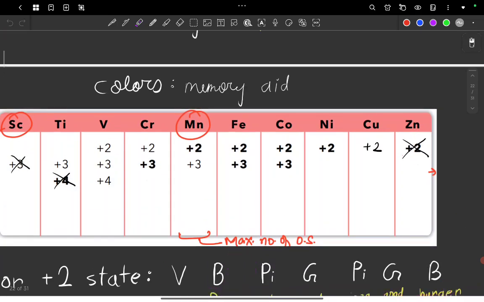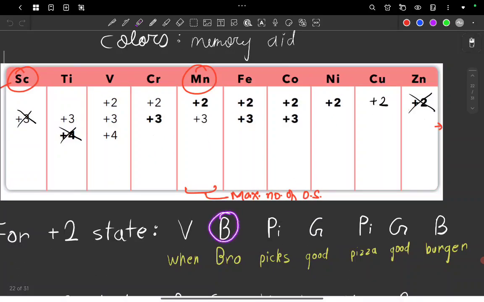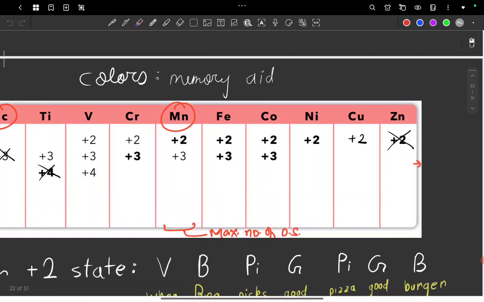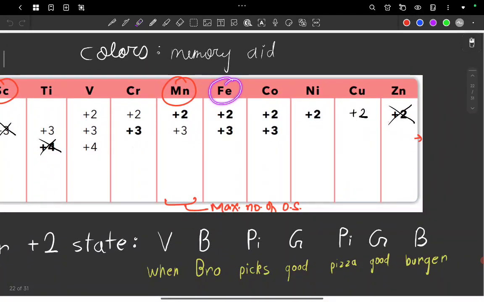So you need to know the 3D series in order. You will go in this order. For example, if the second letter has bro, which is blue, it means that Cr2+ is blue in color. Similarly, Mn2+ is Pi or pink in color. I have written it as Pi because purple is written as Pu. Okay, G is just green, which means that Fe2+ is green in color.